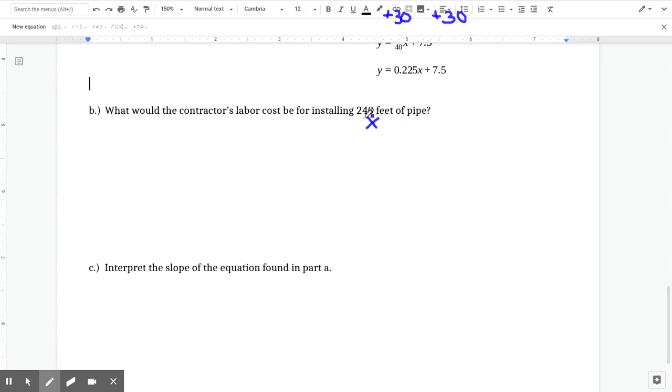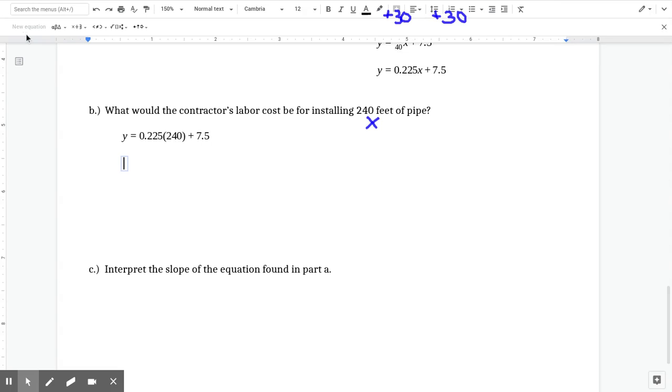And so when we know that 240 is our x value, all we need to do is substitute 240 in for our variable x into our equation. So let's go ahead and give that a shot. Our equation said y equals 0.225x, but our x value that we're interested in right now is 240. So let's substitute there with parentheses plus 7.5. And all we need to do at this point is simplify our result.